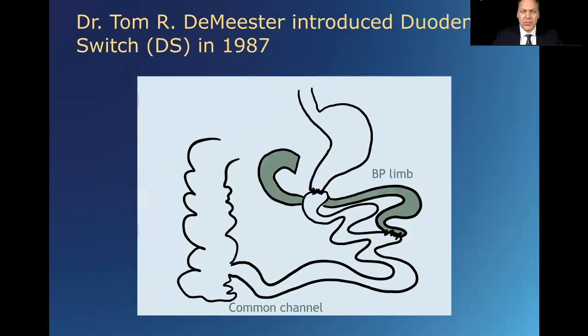So very similar reconstruction, as you can see here in the picture. You also have a BP limb, which is shown in green here. So you also have a Roux limb, but notice one big difference. The stomach is preserved in its entirety, including the pylorus. The pylorus is the natural valve at the end of the stomach, and it regulates smooth transition into the small bowel. So notice that in this operation, the stomach is entirely preserved.